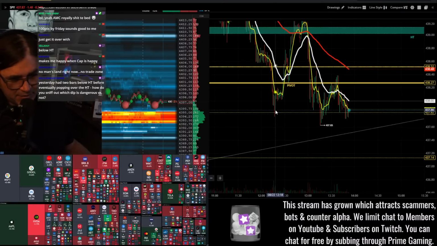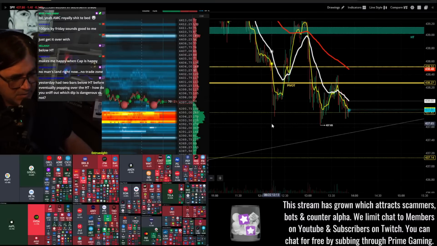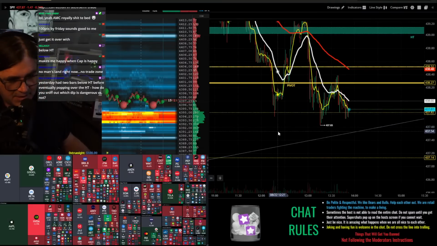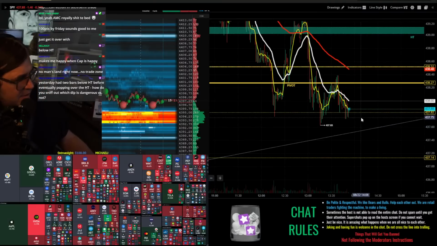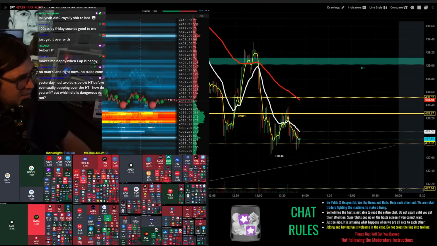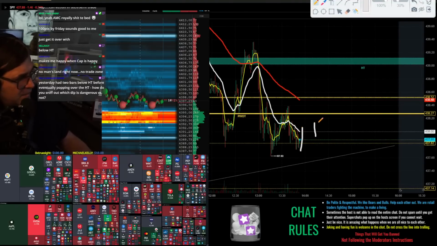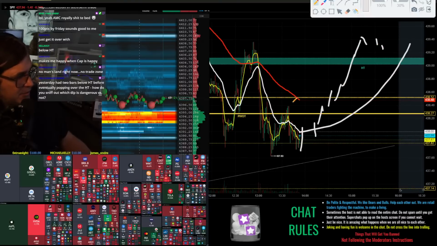So let me know in the chat what you think. I suck at doing polls. Let me know in the chat if you see this yourself or not. Do you see this bull trap in the making here, or are you like, no cap, we're gonna squeeze this up and get above that hourly trigger and do a nice reversal for the bulls?